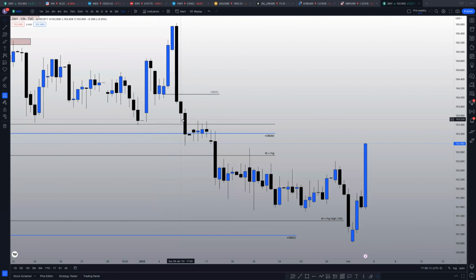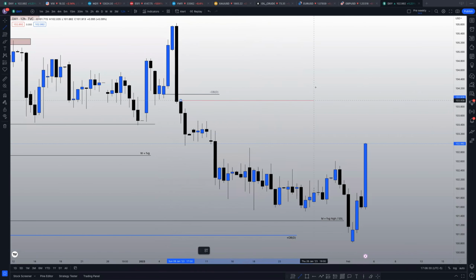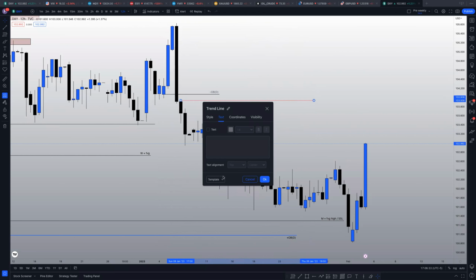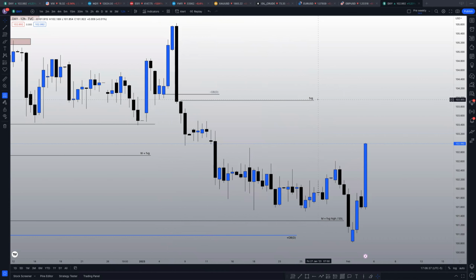You have an old breaker block, a bounds price range, a newly created fair value gap, and you have a bunch of pools of liquidity. I'm going to drag this over because we don't need this or this right now. So for me, everything until this point, this fair value gap here, is just internal liquidity. I don't see anything that will prevent us from getting up here this week.